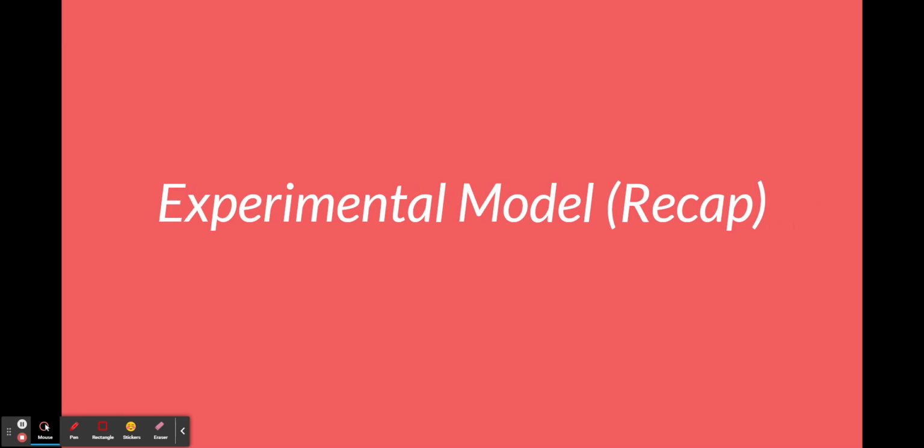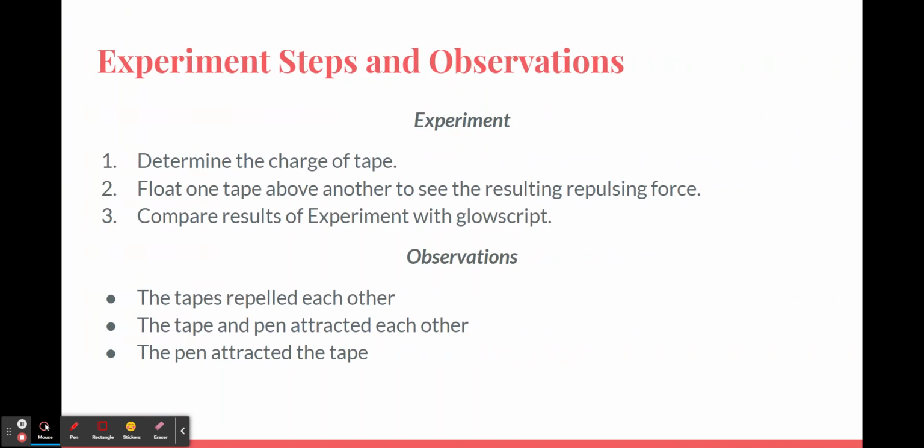Now moving on to the experimental model, which is from the first part of the lab and is a recap. The steps of the experiment were to determine the charge of one tape and then to float one tape above another to see which had a resulting repulsing force. From this experiment, my group was able to observe that tapes 1 and 2 repelled each other. The tape and the pen attracted each other, and the pen attracted the tape.